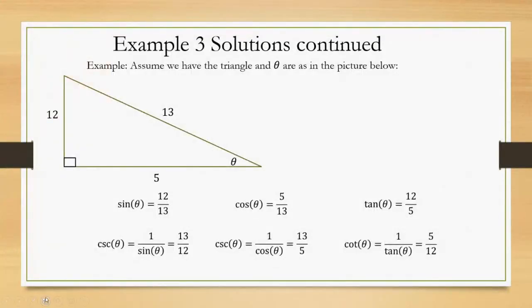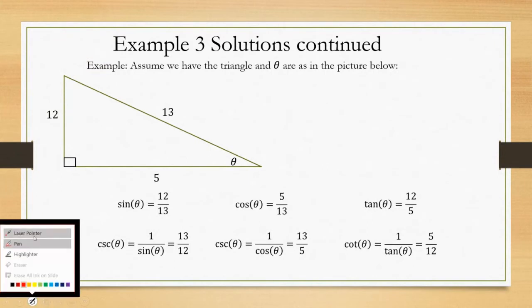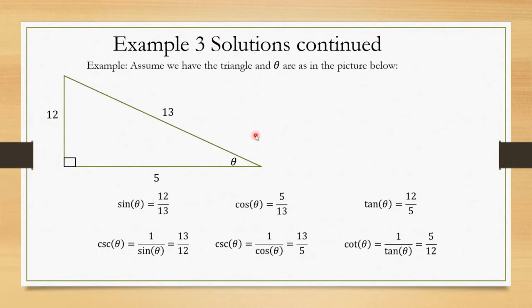Cosine is adjacent over hypotenuse, which is 5 over 13. Okay? You know, that's adjacent over hypotenuse.